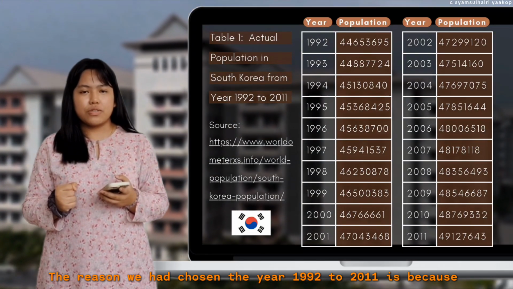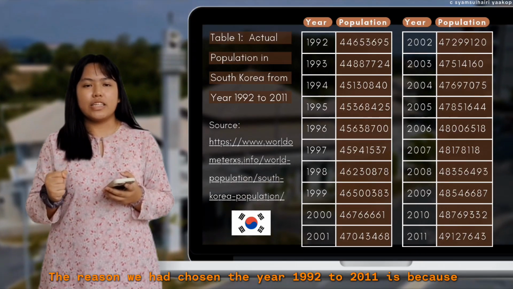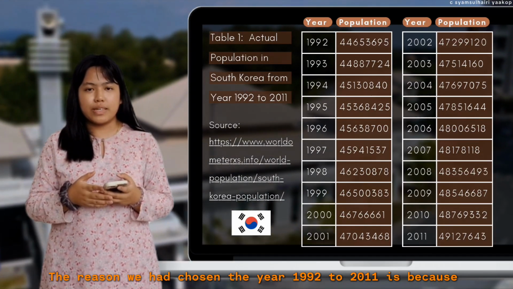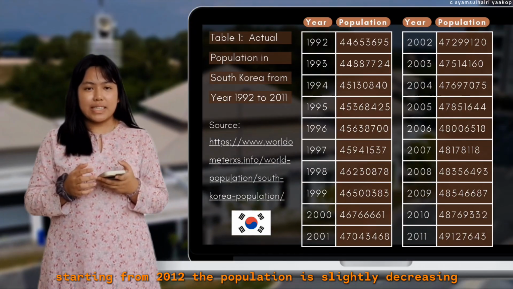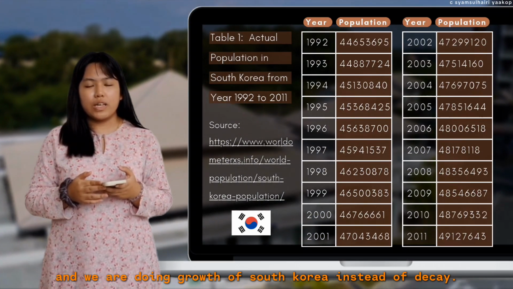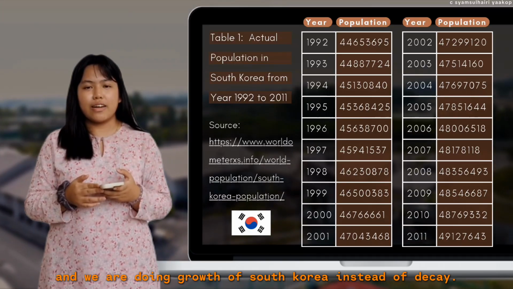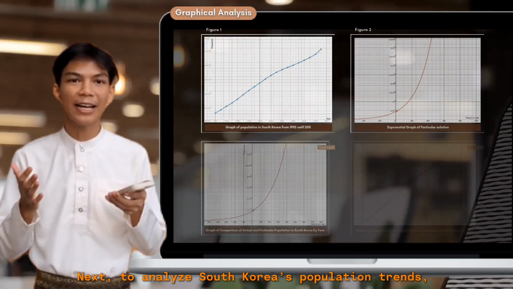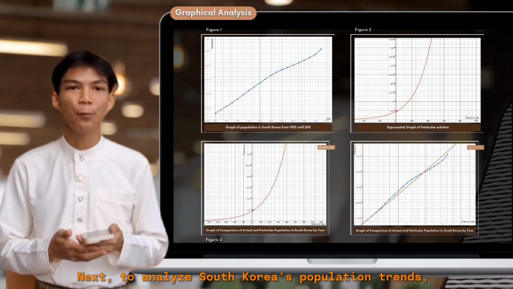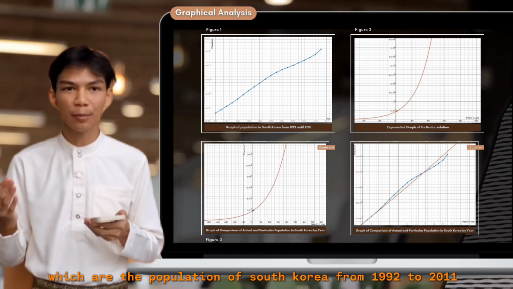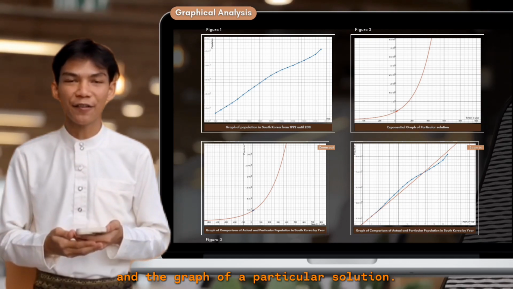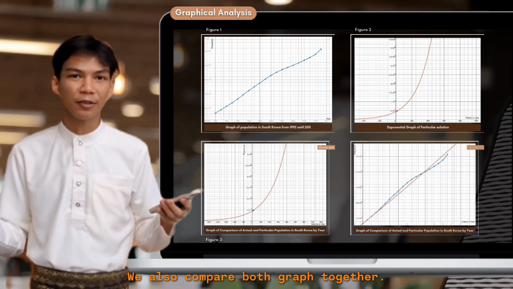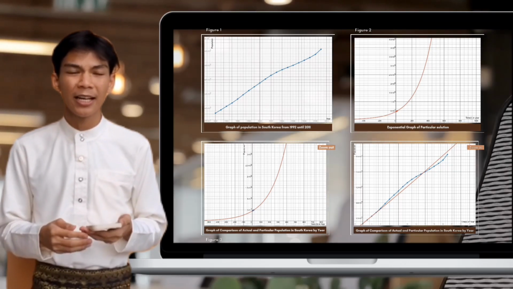And the reason we had chosen the year 1992 to 2011 is because starting from 2012, the population is slightly decreasing and we are doing growth of South Korea instead of decay. Next, to analyze South Korea's population trend, we plot two comparative graphs, which are the population of South Korea from 1992 to 2011 and the graph of a particular solution. We also compare both graphs together.